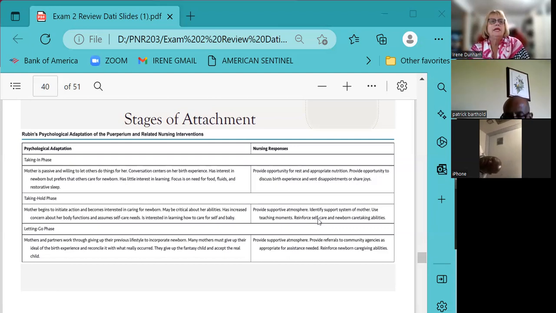Then she goes into the taking-hold phase, where now she's more interested. Now she's had maybe some sleep. Maybe she has some food. She's feeling better. So now she's taking an interest in the baby. Makes sense. Okay. And so she's also worried about her own self needs, but now we're interested in learning how to care for herself and the baby. So now we've got more of a normal situation.